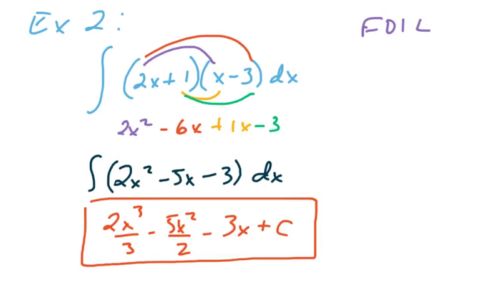All right, so how'd you guys do? Well, I ended up with 2x cubed over 3 minus 5x squared over 2 minus 3x plus c. So I'm hoping you guys were able to successfully get there. You can see, again, we used our FOIL process. You can see my first, outer, inner, and last terms.